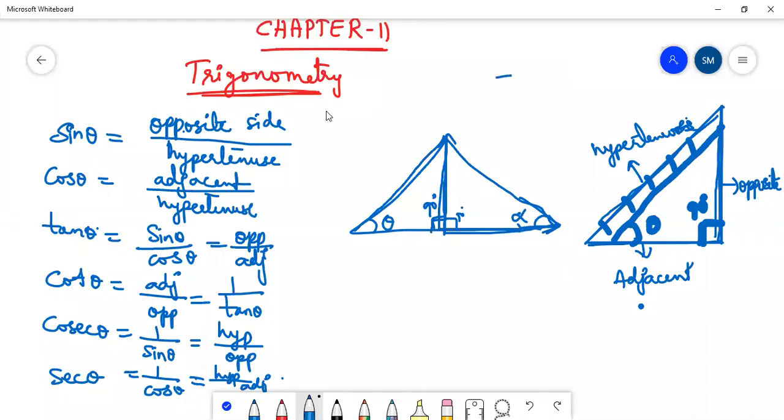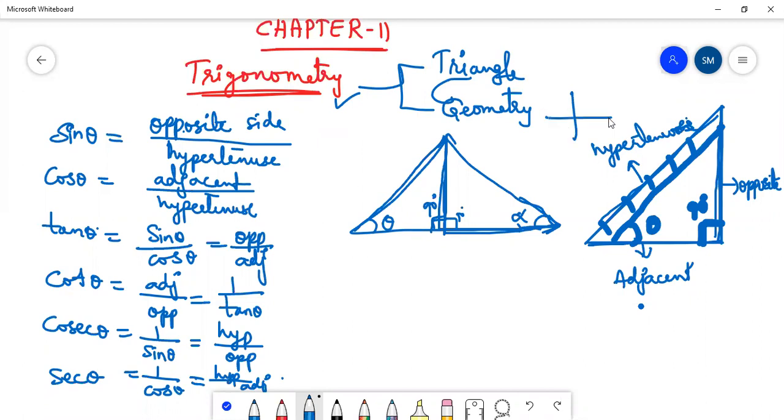Chapter 11 is trigonometry. Trigonometry is nothing but triangle in the geometry. The combination of these two gives us trigonometry. Triangle in the geometry means geometry, which we discussed in the quadrant geometry.